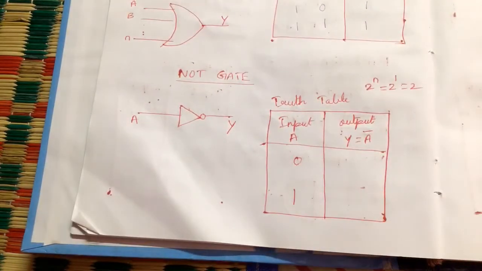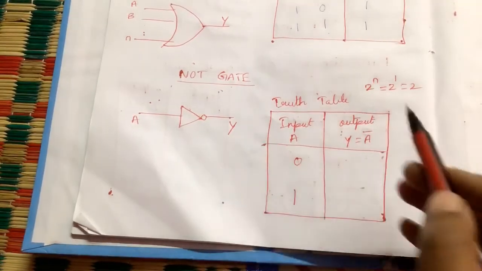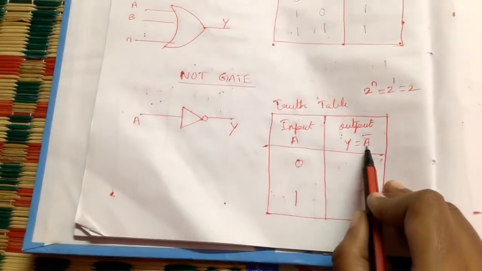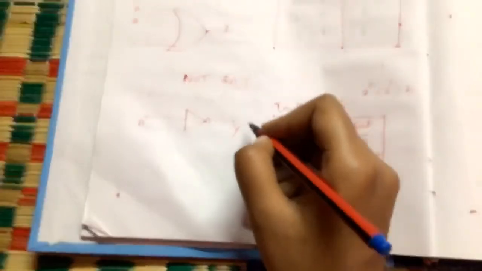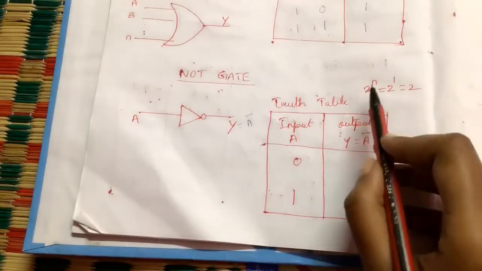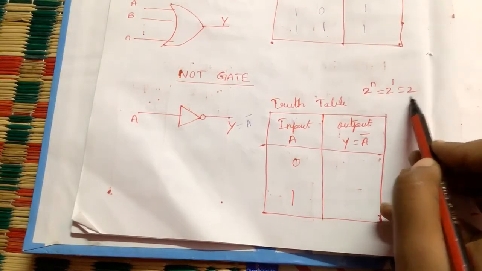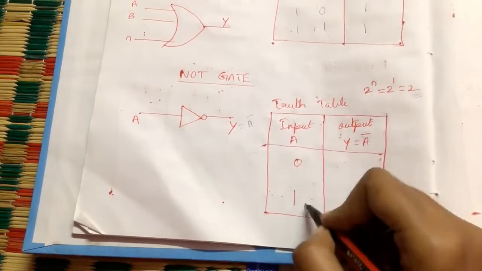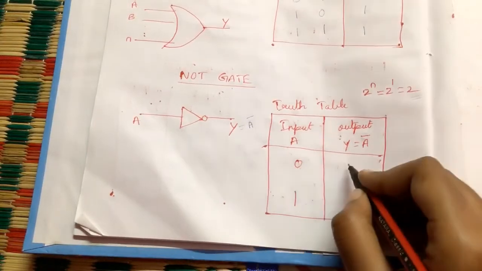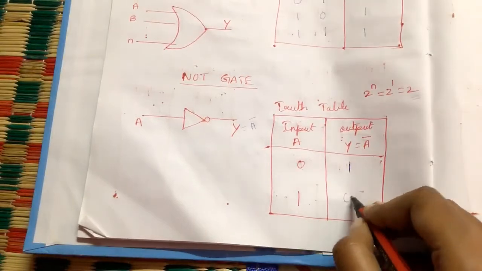The NOT gate is nothing but the complement of whatever input you give. Here we write a bar, so for A the output will be A bar. That is what they are saying. Again 2 to the power of n, and here I am taking only one input, so we will have 2 combinations, 0 and 1. I give the input as 0 and I get the output as 1. And when I give 1 as the input, 0 will be the output.